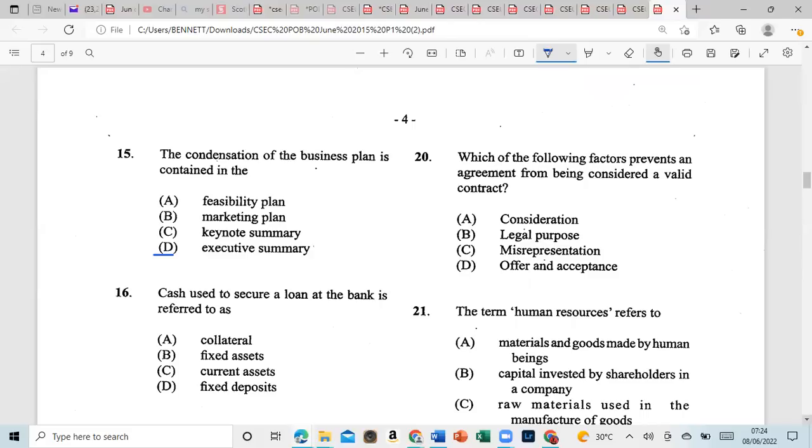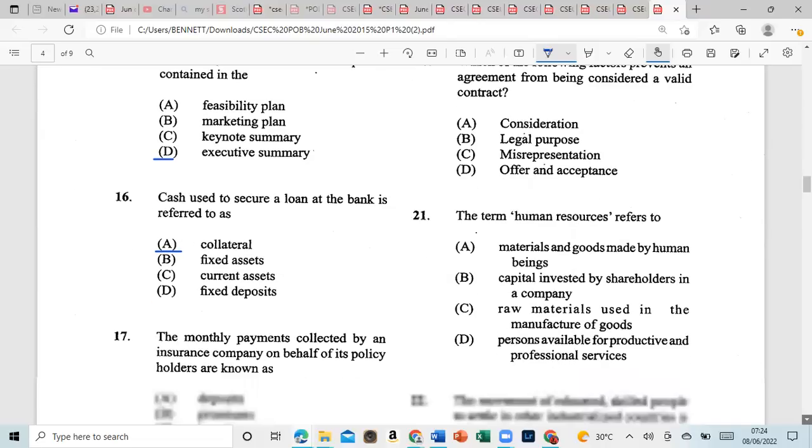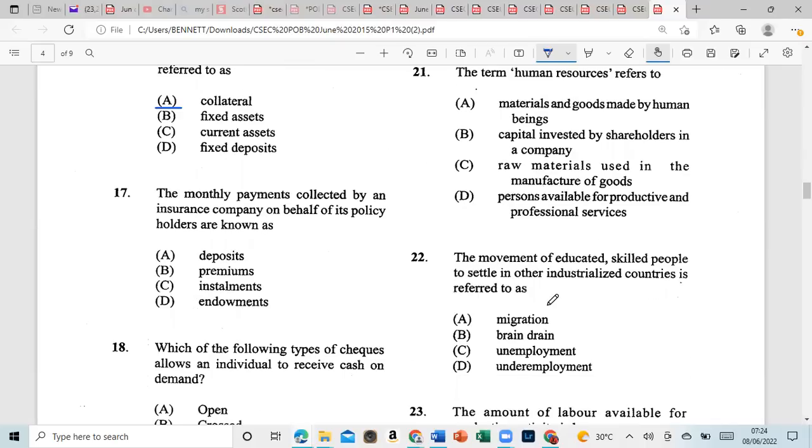All right, verse 16. Cash used to secure a loan that the bank is referred to as. And that would be a collateral. We're not going to go any further. We have done this many, many times on the previous paper. So guys, the vote is definitely coming.